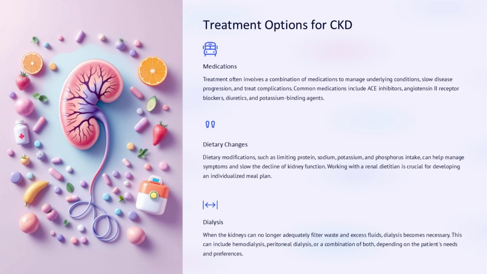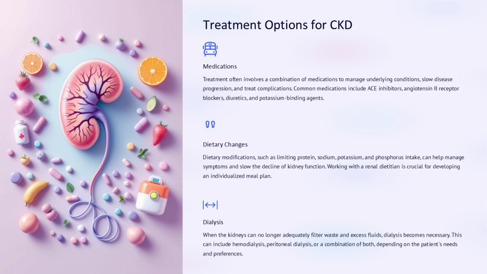Medications play a key role, including ACE inhibitors, ARBs, diuretics, and potassium-binding agents to address underlying conditions and complications. Dietary changes, like limiting protein, sodium, potassium, and phosphorus, can also help manage symptoms and preserve kidney function. Working with a renal dietitian is crucial.